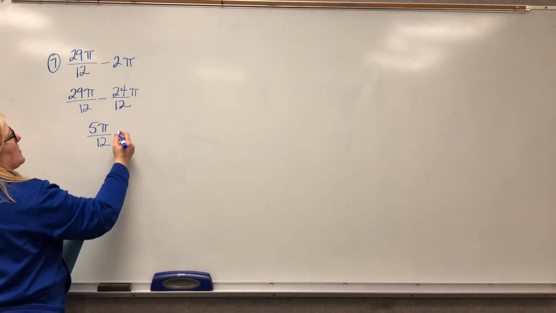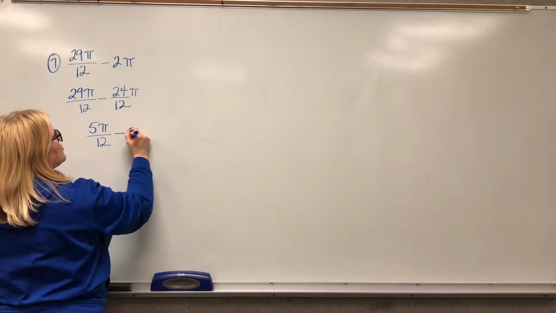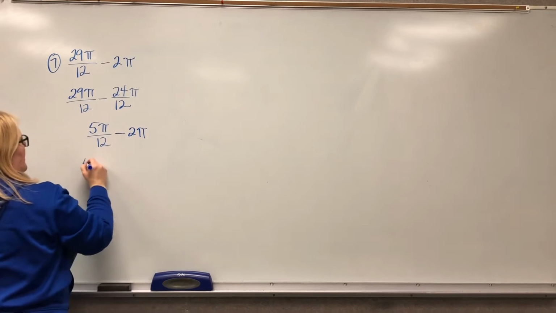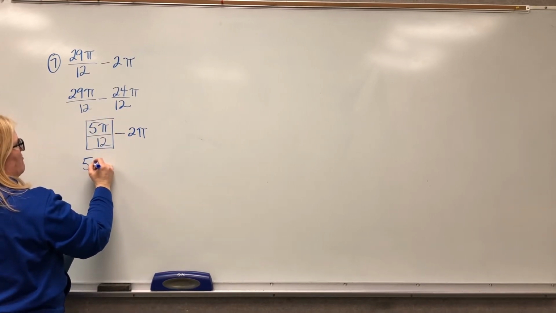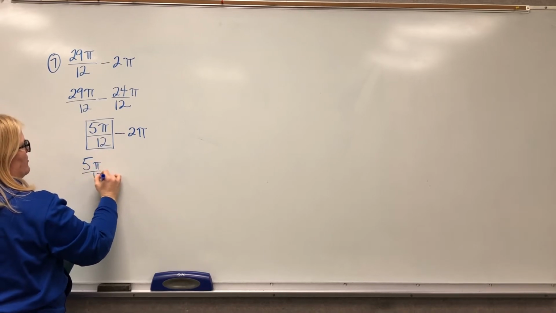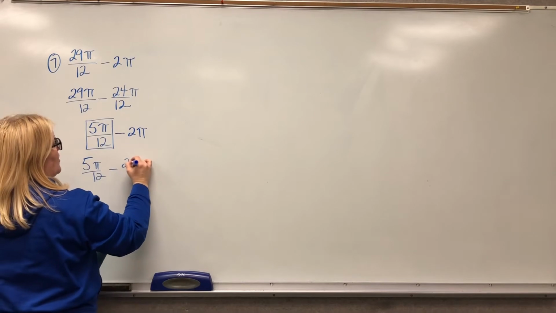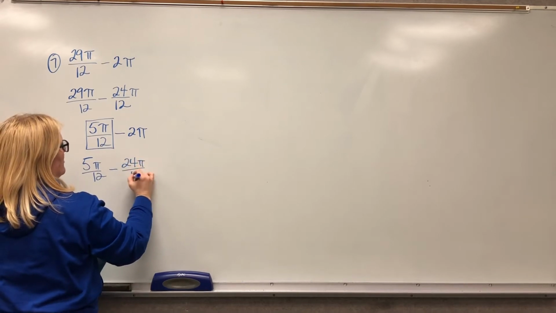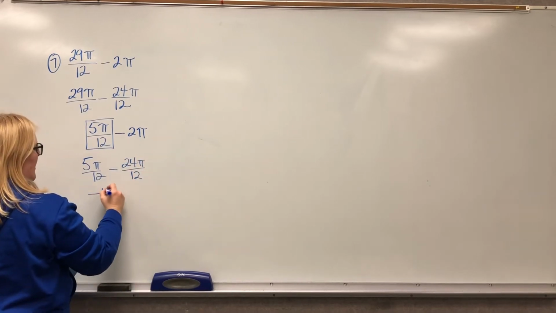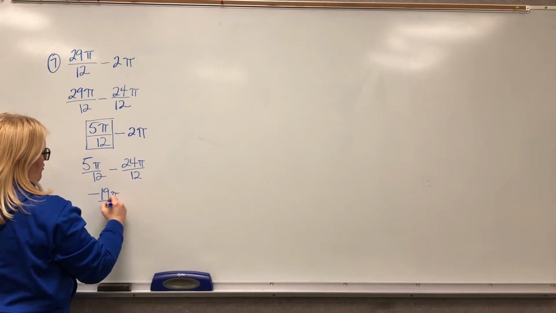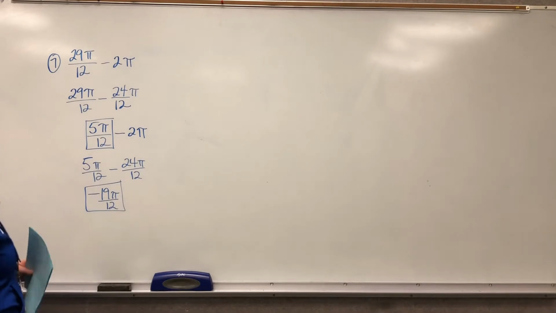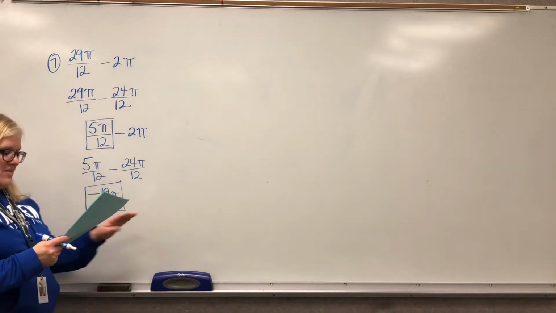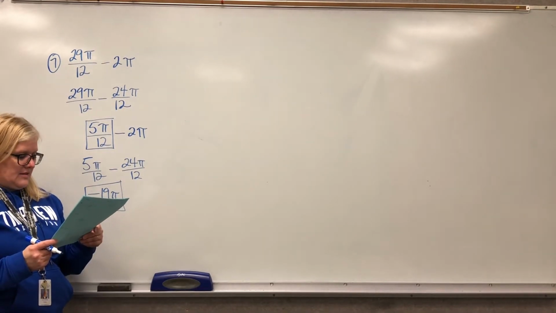We can go down again, so this is a positive one. If I subtract 2 pi again, I get 5 pi over 12 minus, again, 24 pi over 12, which gives me negative 19 pi over 12. Okay, so that's number 7. You're going to do the same thing for number 8.